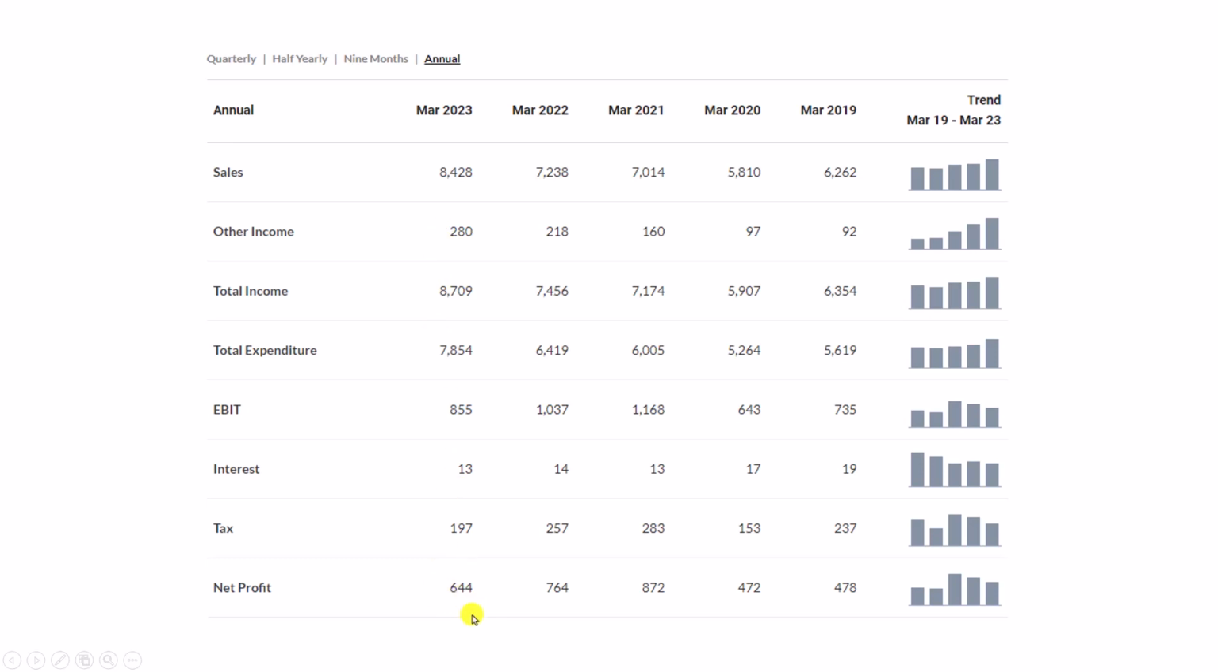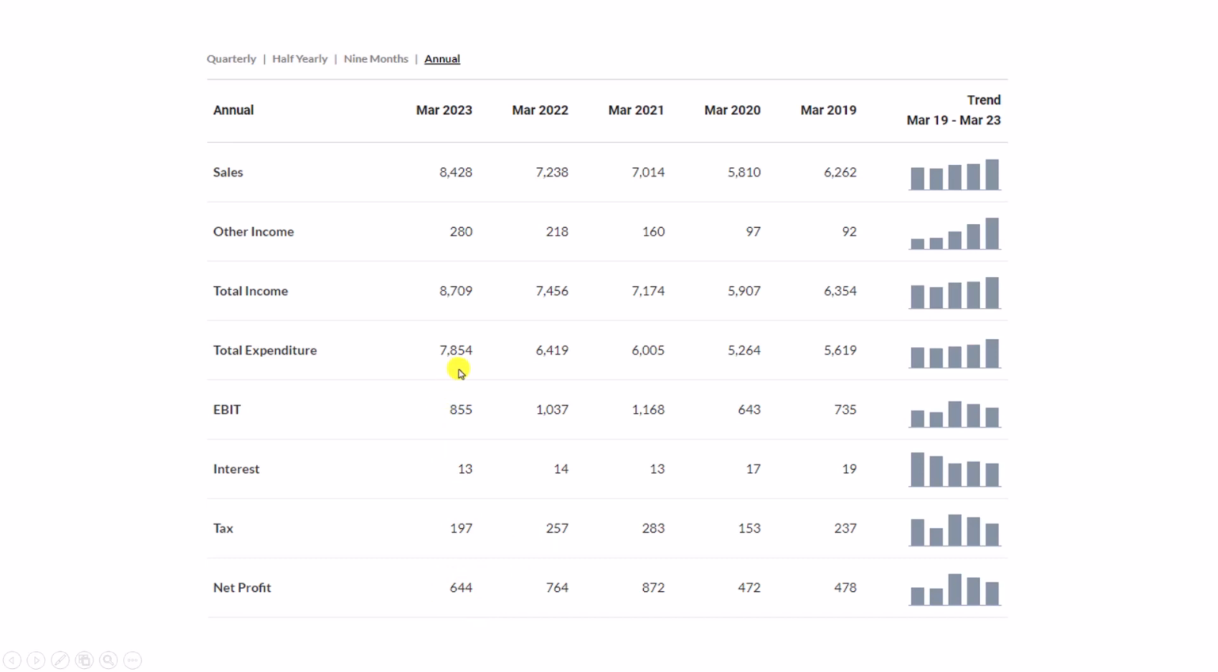Okay. Now, we want the profit to increase, correct? When will the profit increase? When the expenditure reduces, or when the interest reduces, or when the tax reduces. But if we see here, from 19 till 23, we have increasing expenditure, okay, and that is the reason we have less net profit here.